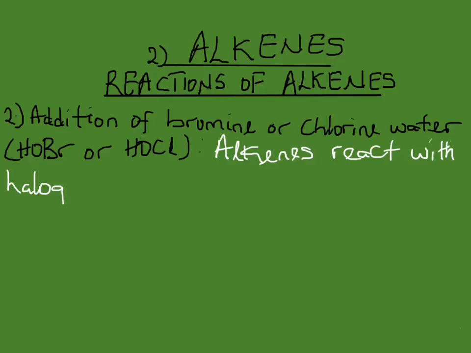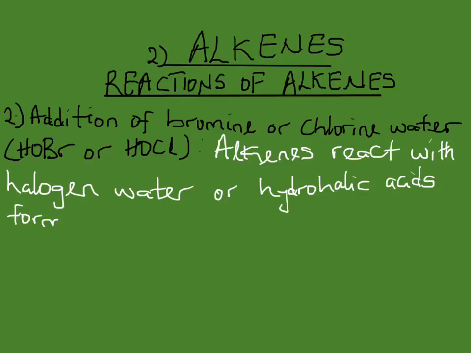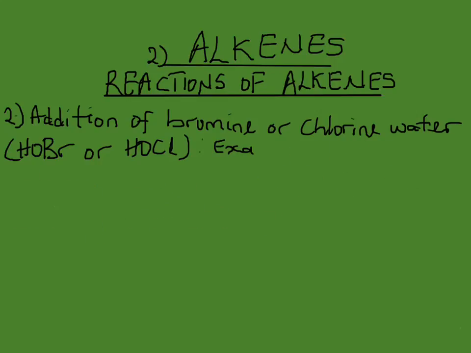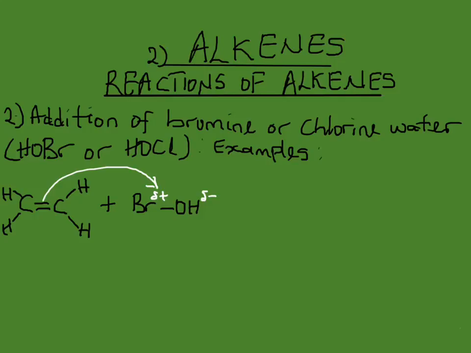Alkenes react with halogen water or hydrohalic acids, forming alcohols. That is, it forms haloalcohols. Like you can see from the reaction below there, we have an arrow moving from the double bond of ethene, that's the double bond of an alkene, to the positive charge of bromine.